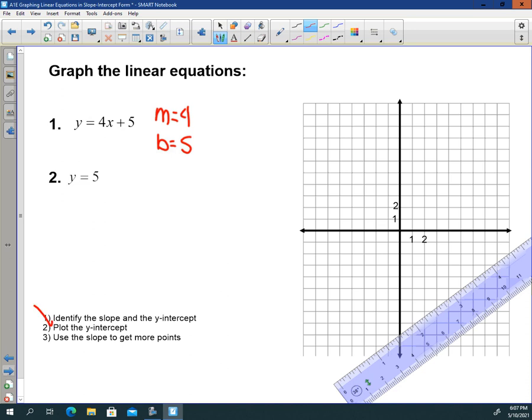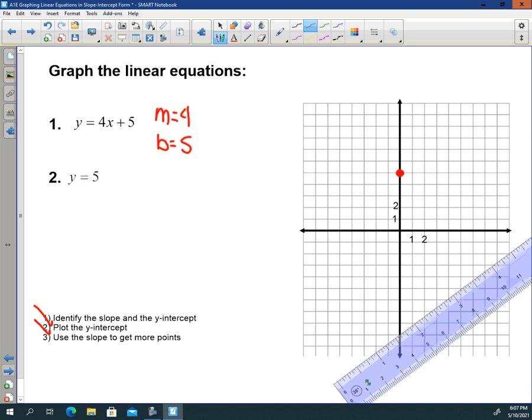Then let's plot that y-intercept. Well, we know that this line crosses the y-axis at 5. So 1, 2, 3, 4, 5. There it is right there. We plotted that. Now we're going to use the slope to get more points.